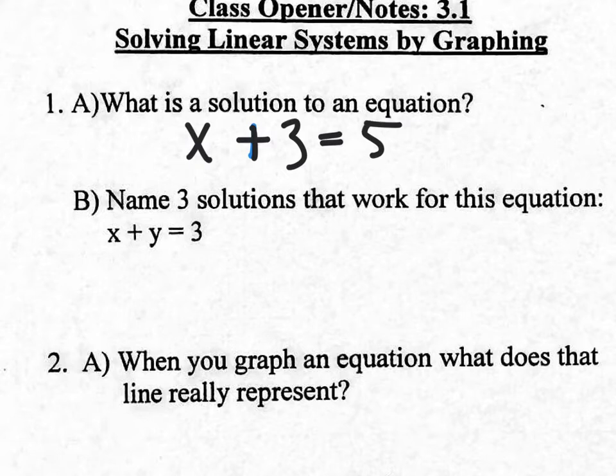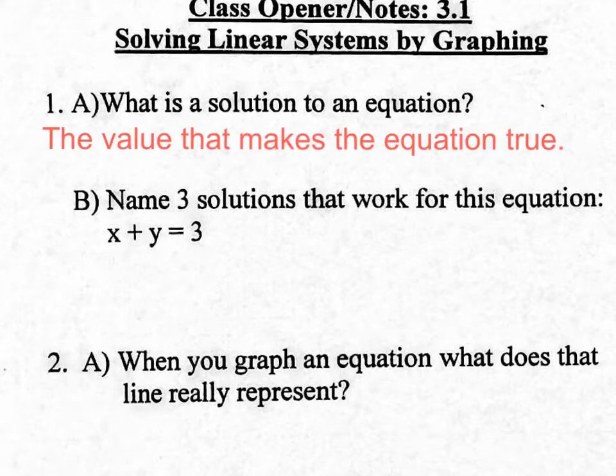When you say the answer is 2, why? Because 2 plus 3 equals 5. And that's it. There is no other number besides 2. So what makes 2 a solution? That 2 makes it a true statement. So what is the solution to an equation? I would write down the value that makes the equation a true statement. The value that makes the equation a true statement. So I'm actually going to type that in. So there it is, the value that makes the equation true. You could say value or values.